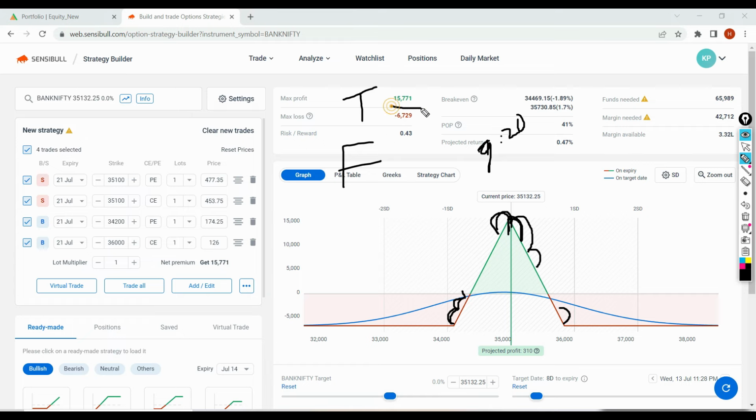Slowly I'm able to reduce the loss, but at the same time you're reducing your profit, you're reducing the range of your Ironfly. Your Ironfly will become something like this, a narrow Ironfly. That's it. You'll not have any scope here, you'll not have the range. That's the reason what I meant to say is, do your adjustments very gradually, right?